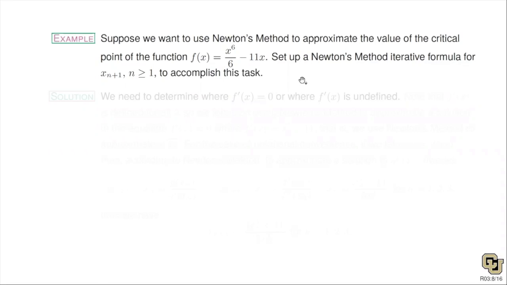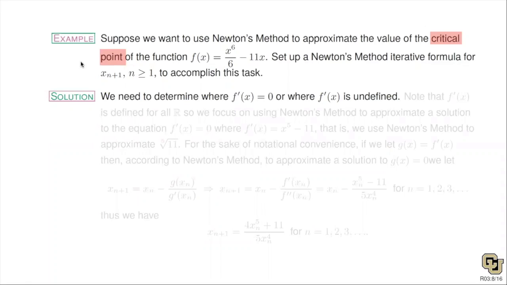All right, so Newton's method is very important because it starts this whole field of math called numerical analysis, okay? So here, this is a slightly tricky problem because it says use Newton's method to approximate the value of the critical point of the given function. Newton's method is a root finding problem. It solves the equation f of x equal to 0. Here, we're not trying to solve f of x equal to 0. Instead, we're trying to solve where the derivative is equal to 0. Or technically speaking, where the derivative is undefined.